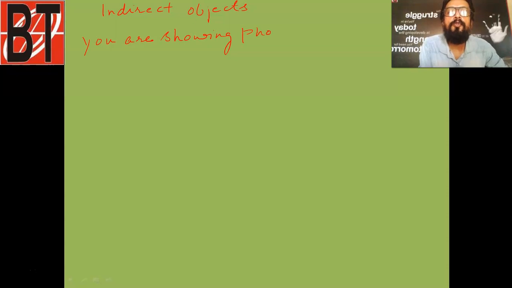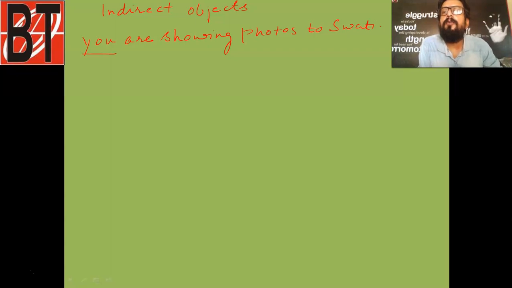When I am saying indirect objects, what are indirect objects? Let us try to understand it with the help of an example. For example, you are showing photos to Swati.